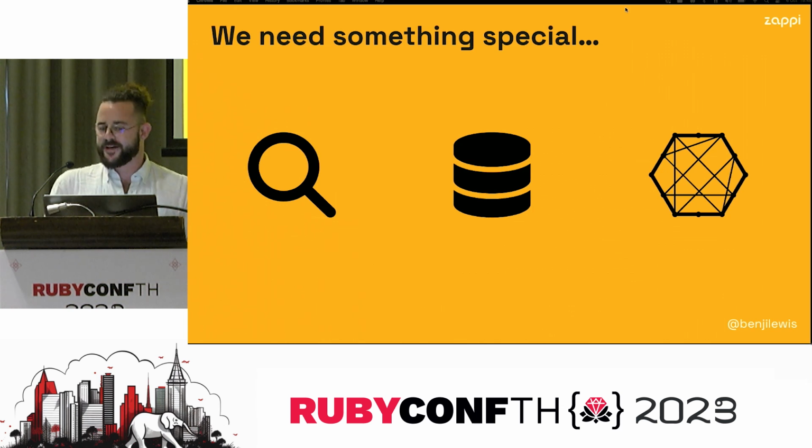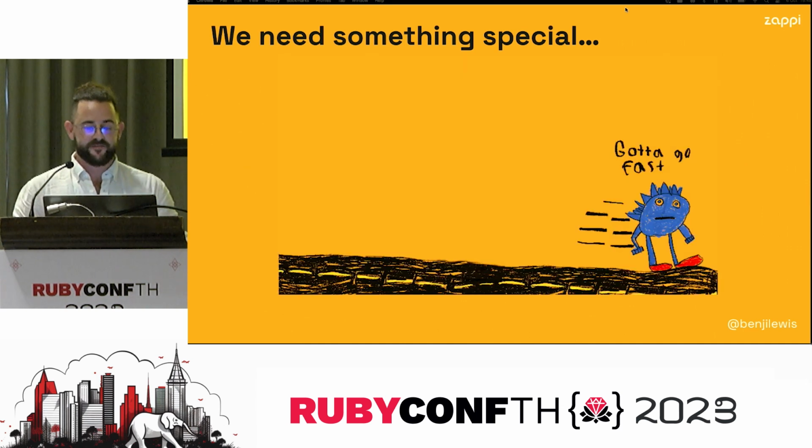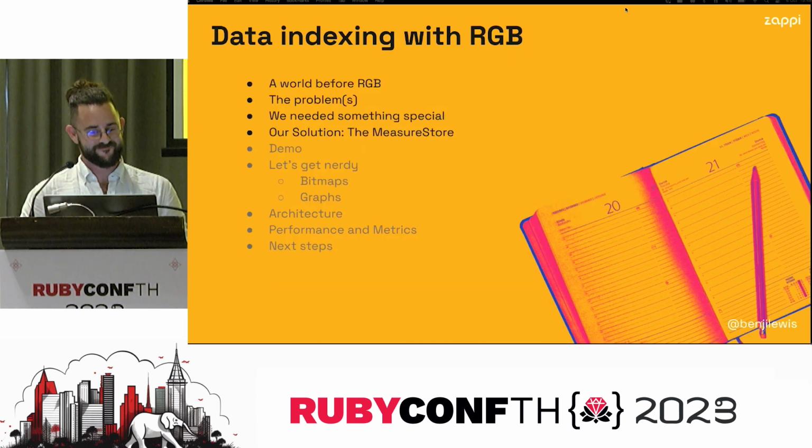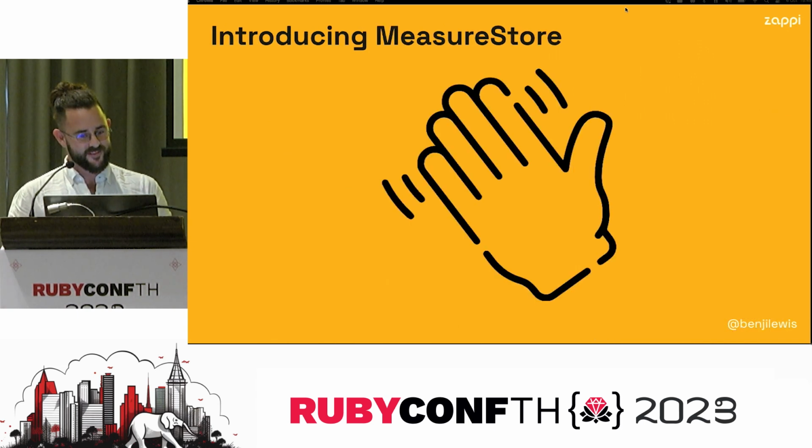So we needed something special, something that will allow us to query our entire data set with both context and harmonization. And it also needs to be fast, real-time fast. So let's just take a step back. We've run through the world before this measure store, and hopefully we have an idea of the types of problems that we were facing. Now that that's over, let's get ready for the cool stuff.